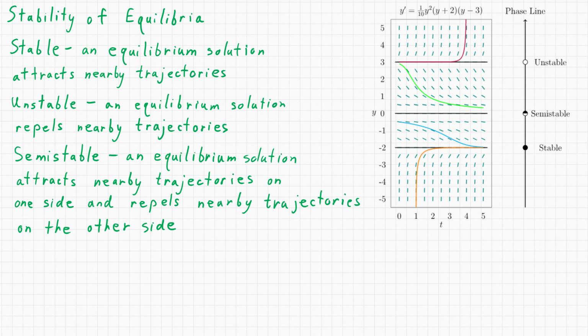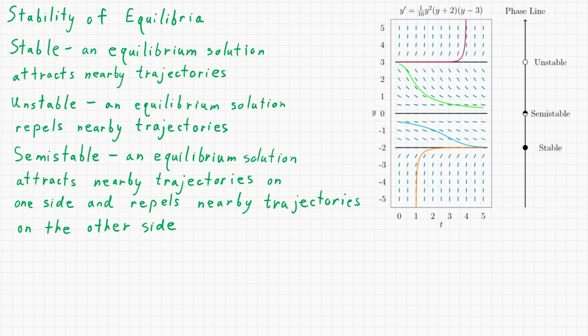And an unstable equilibrium solution is one that repels nearby trajectories. In this case, it's y equals 3. Even if you start really, really close to the y equals 3 solution, if you're just a little bit above y equals 3, you'll eventually go away from y equals 3. And if you start a little bit below y equals 3, you will go away from y equals 3. So the equilibrium is repelling nearby solutions, so it's an unstable equilibrium solution, usually signified by an empty circle.